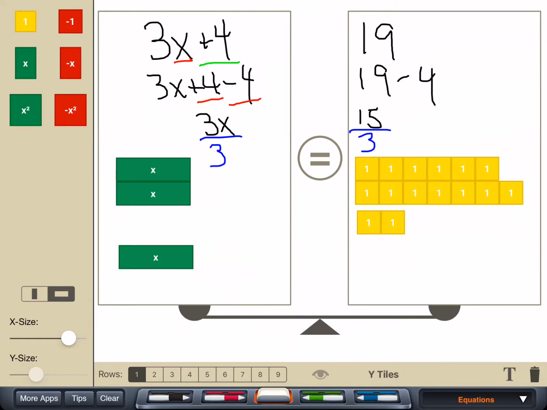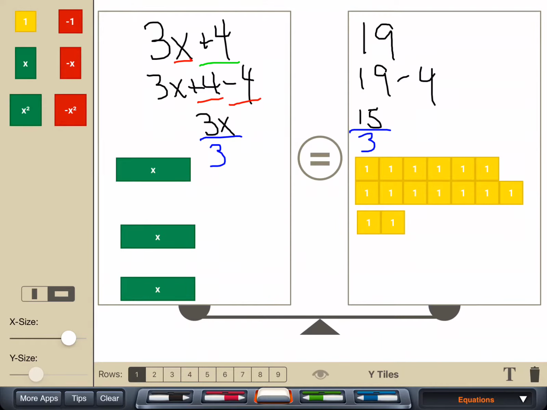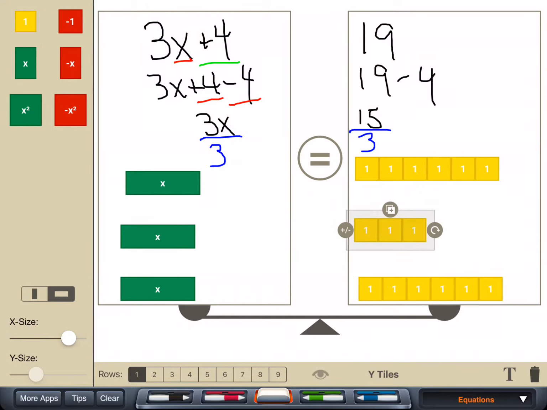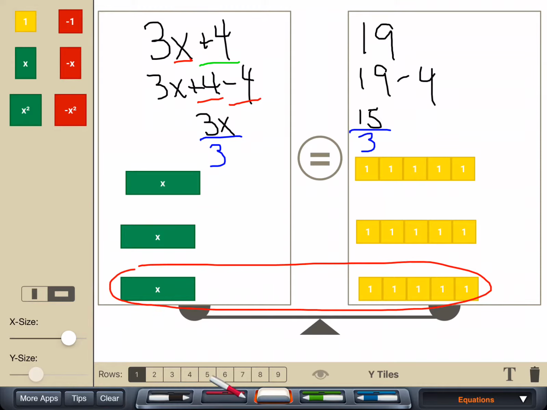And what does that look like in my model? Well, it looks like this. I'm going to divide into 3 groups, and then I'm going to make some groups here. That's too many. And my groups are going to be equal, so I'm going to move things around, and there I have 3 equal groups. And if I take a look at, say, one of these groups, I have x equals 5. So 3x divided into 3 groups, I'm looking at 1x, and 15 divided by 3 is 5. So I have x equals 5.